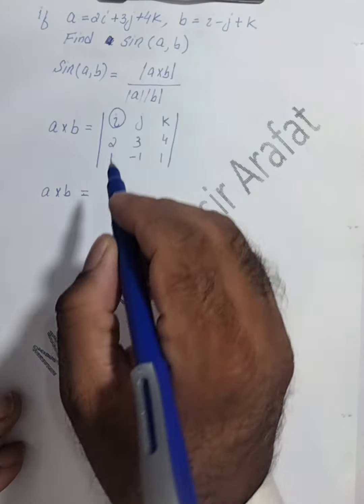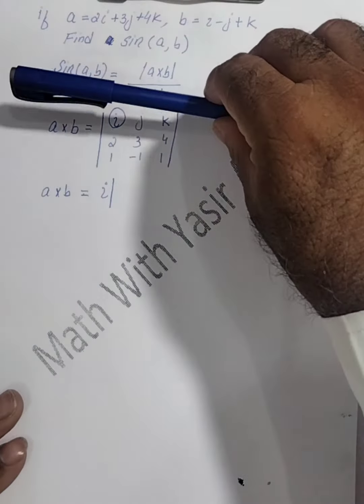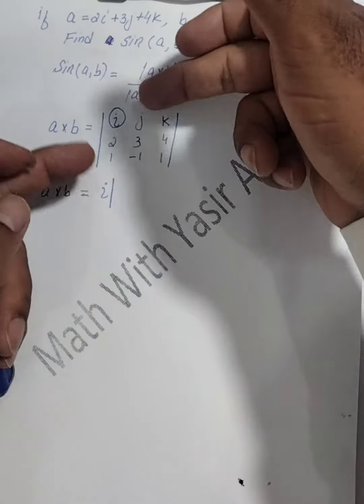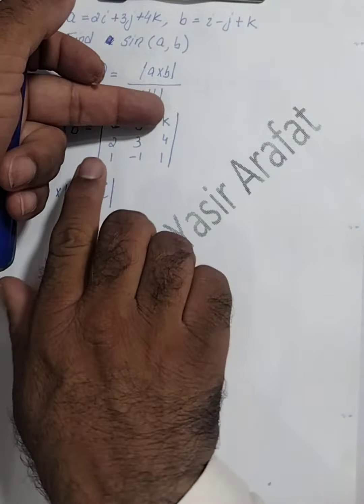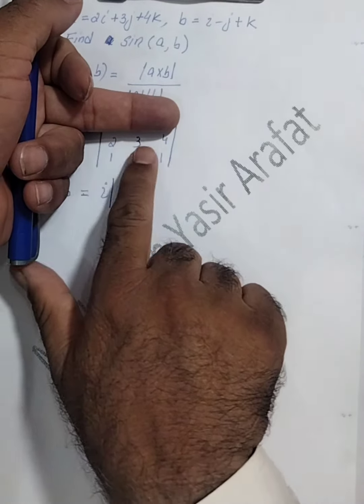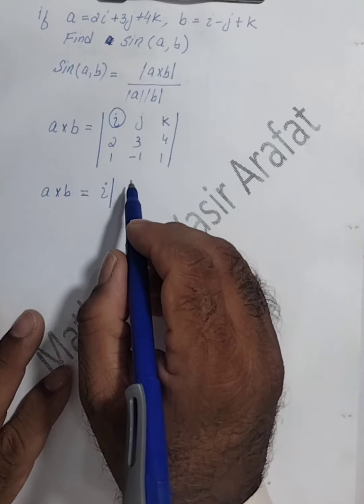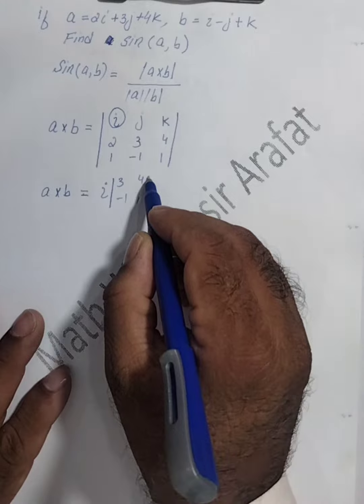R1, this is i. So we have to write down the first minor: leave its row and its column. This is the row and this is the column, we have to leave this one. So the answer is 3, 4, minus 1 and 1.